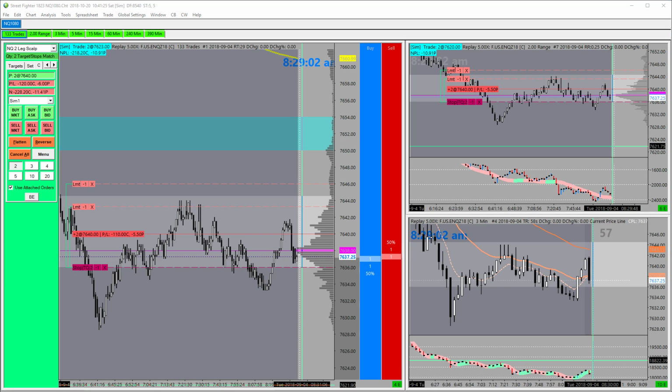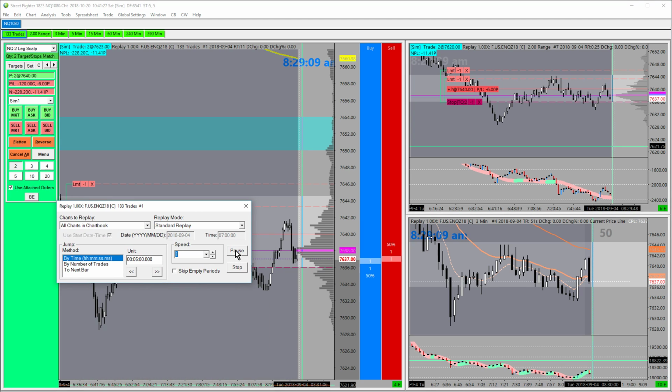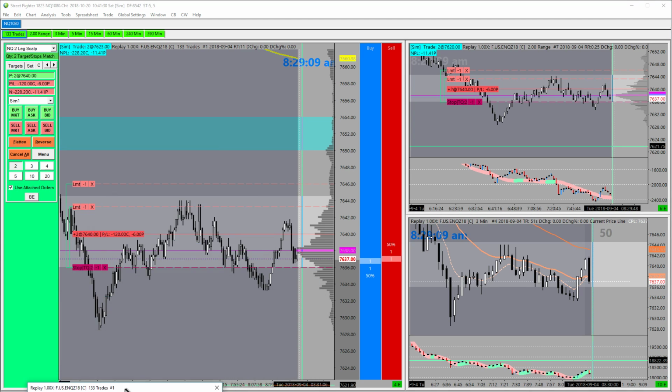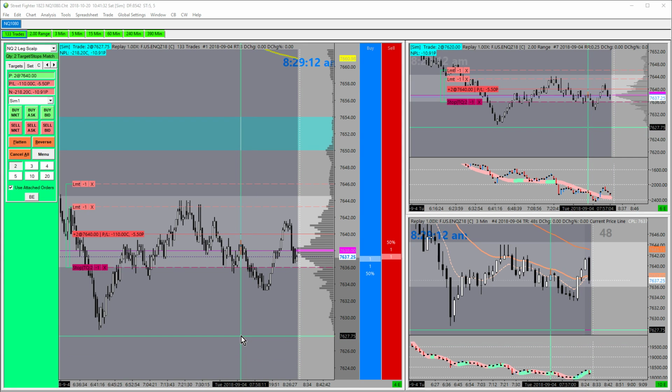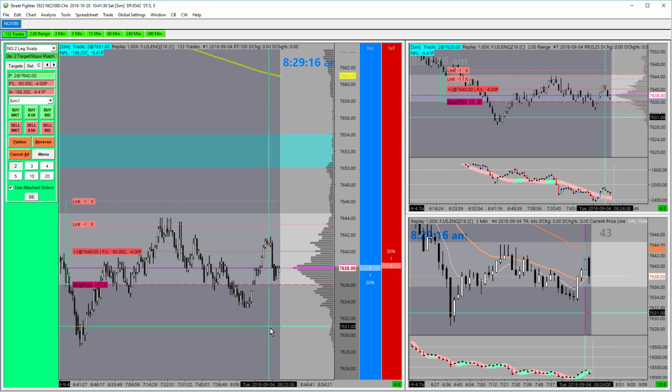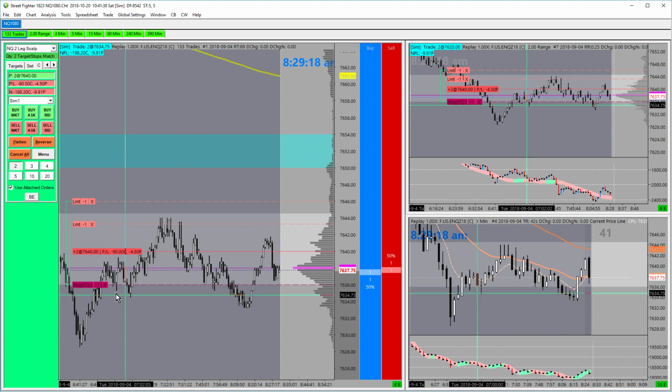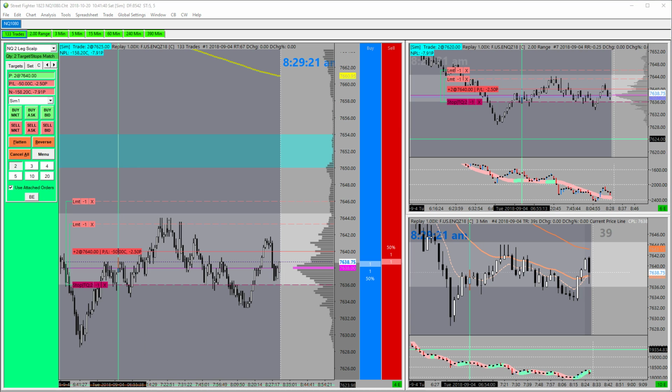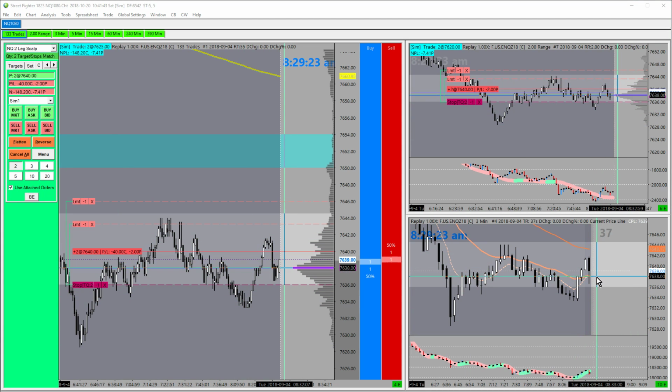Whoa, let me change this to 1x speed. All right, 1x speed. Didn't get any kind of clear price objective going on there. Oh no, that's not what I was thinking of. What was I gonna say?